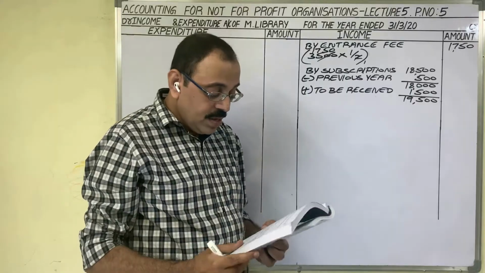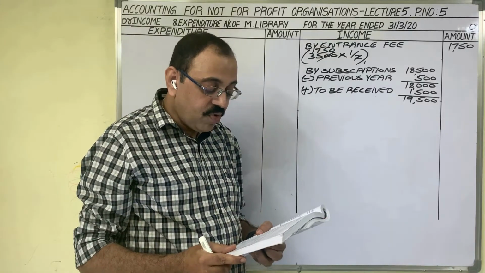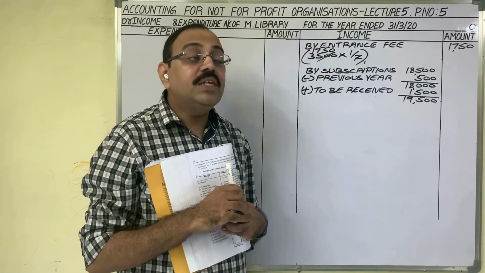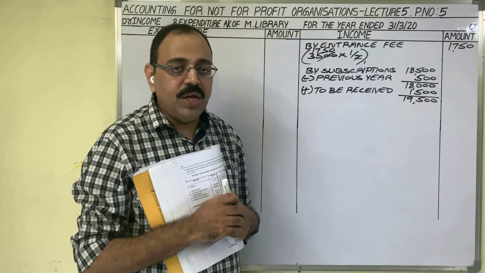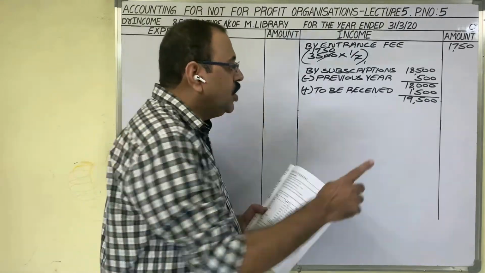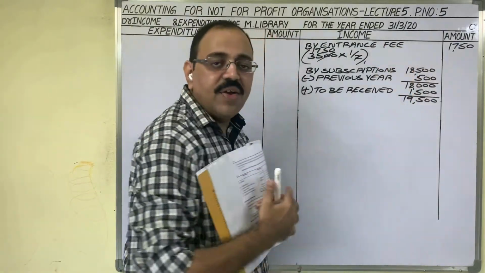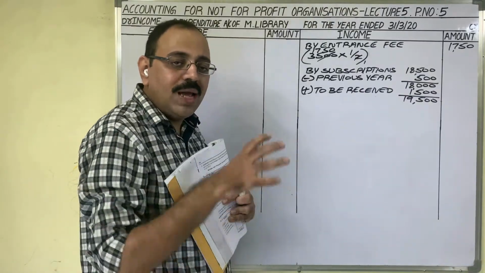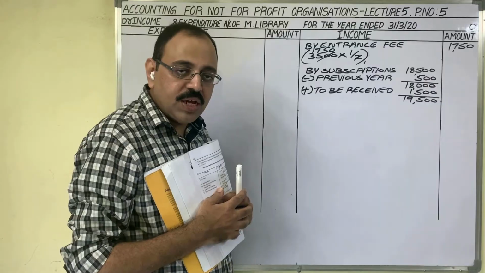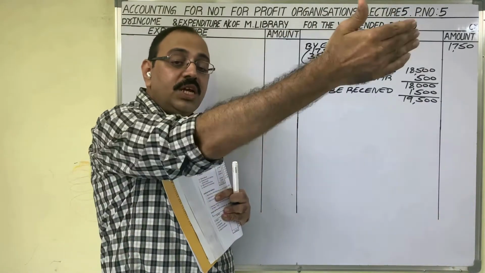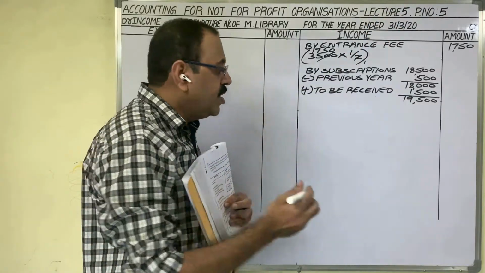Come to second point. Subscriptions received in advance 500 rupees. Received in advance means what? Next year amount 500 rupees also be received in current year. And that 500 is included in this 18,500. So to know the current year surplus or deficit, only current year subscriptions we should consider. But next year amount is also included.